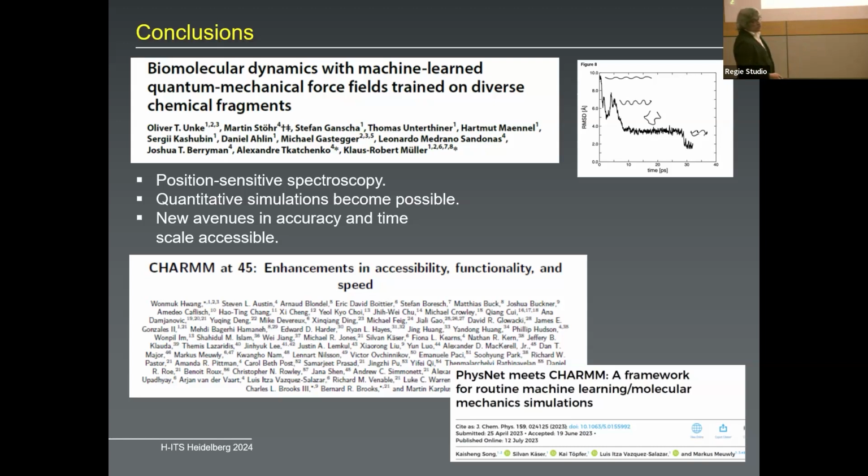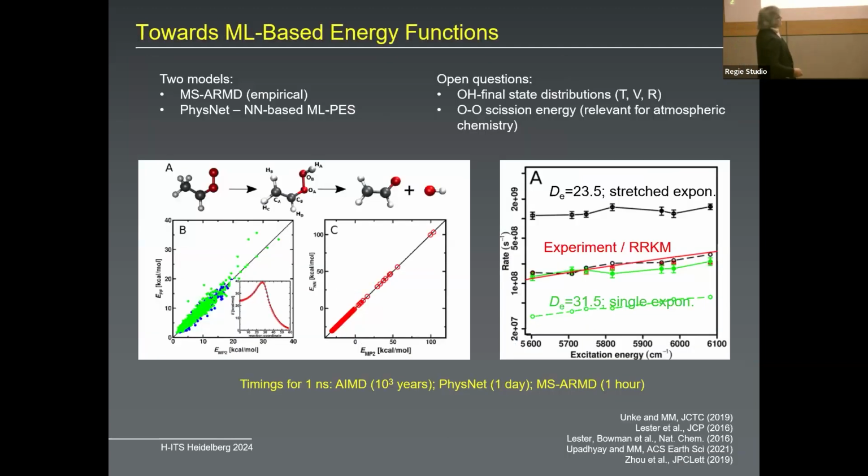The technology I have shown today is implemented in CHARM. This paper just came out as a status report, what CHARM is able to do nowadays, and how to interface CHARM with machine learning energy functions. And as a last few notes, just to show you where gas phase simulations are and how the different approaches actually compare. This is now a gas phase reaction.